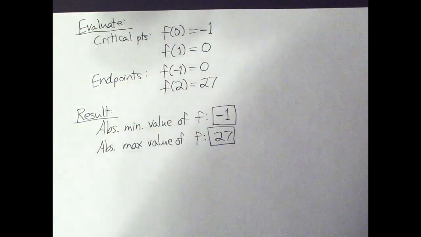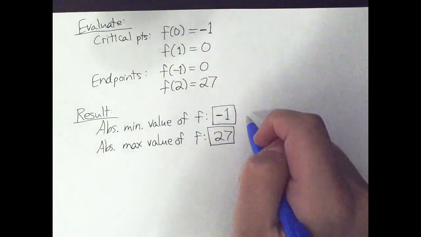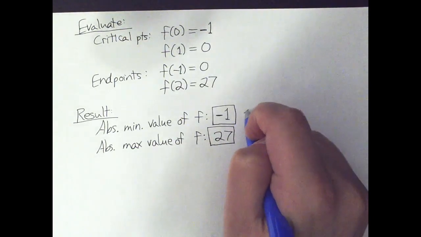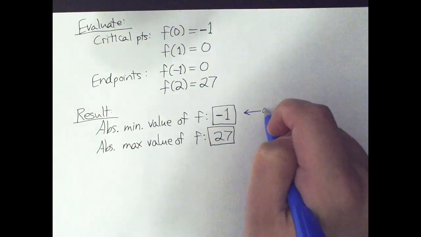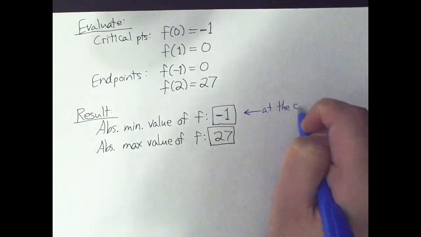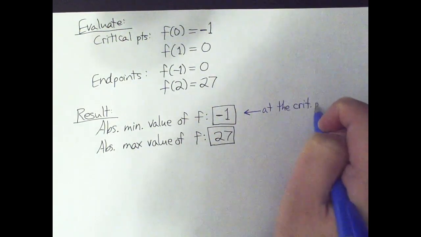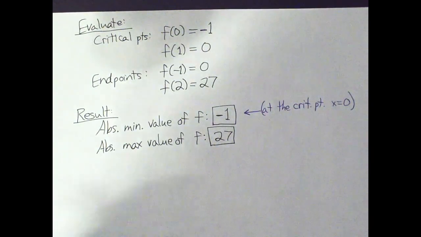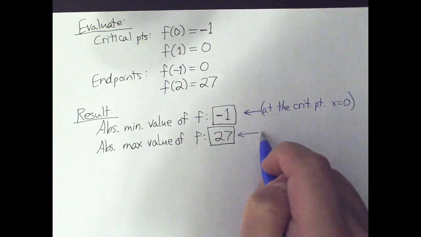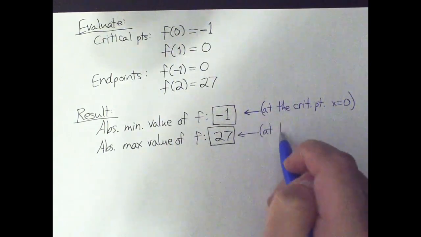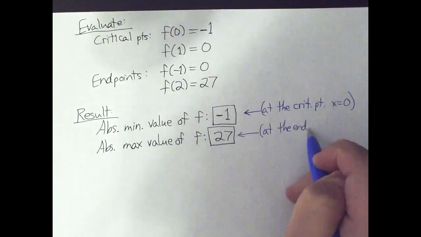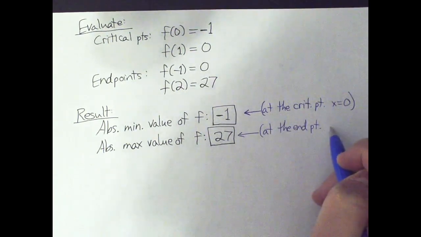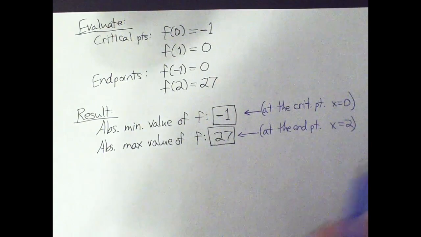And even though we answered the problem, I just want to point something out to you. I want to point out to you that this happened at the critical point x equals 0. That's where that occurred. And this occurred at the endpoint x equals 2. F of 2 was 27.